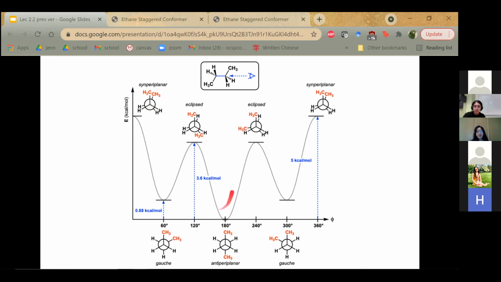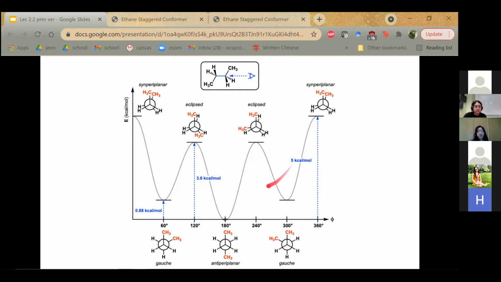And then we move it over 60 degrees. And then once again, it's eclipsed, and it's overlapping. It's going to be the same energy as this, even though this one's pointing to the right and this one's pointing to the left, because it has the same overlap, the same repulsion. And then we move over 60 more degrees. It's going to be back to a gauche state. And then we move it 60 degrees and just return to the original state.